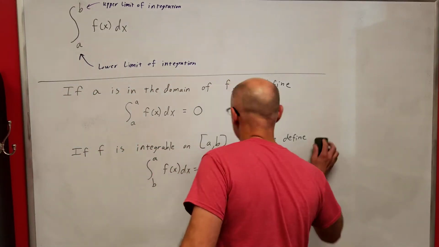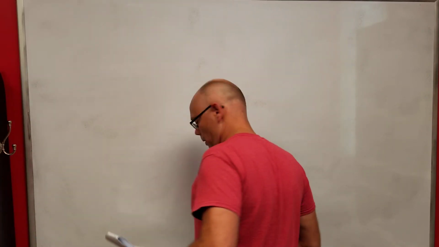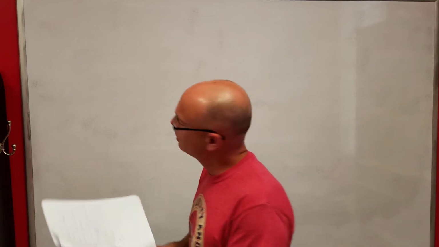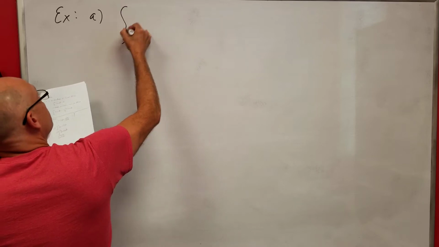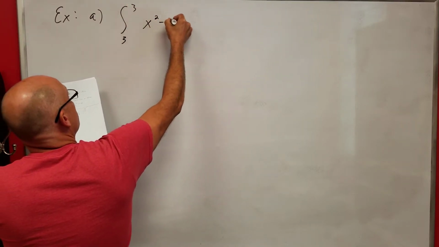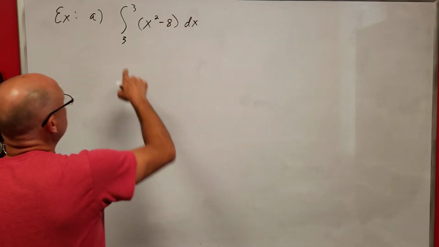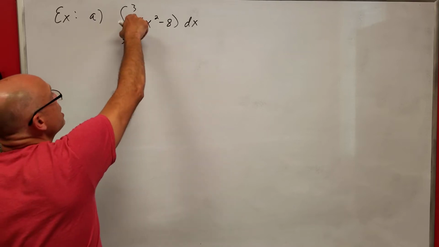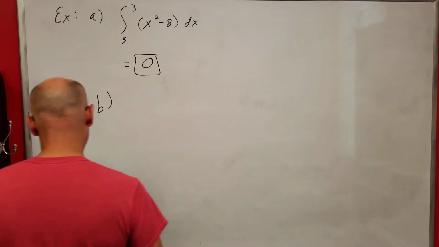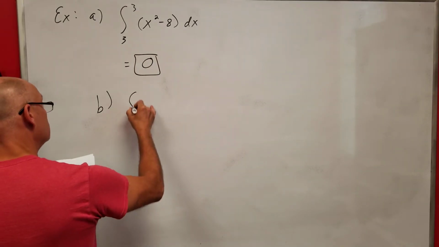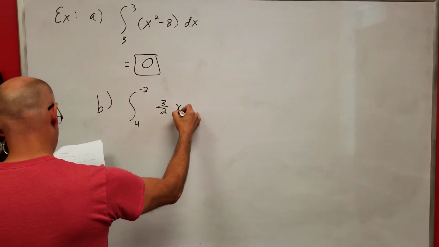All right, so let's look at our next examples we have here. Evaluate, and then we have part A, which is the integral from 3 to 3 of x squared minus 8 dx. Automatically, I'm going to say lower limit of integration is the same as my upper limit of integration. So I'm just going to write 0 without doing any work here, because I noticed that fact. Part B, we have the integral from 4 to negative 2 of 3 halves x plus 6.